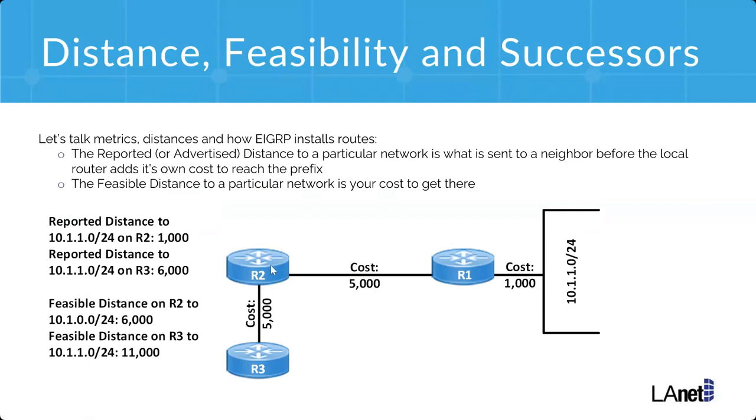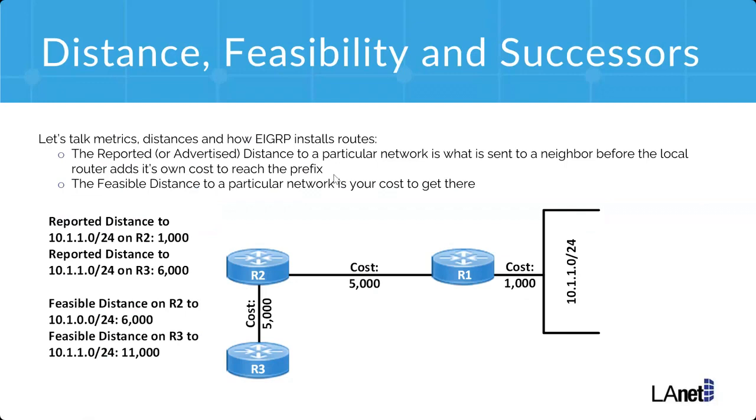R2, the reported distance is going to be 1,000 because his cost to get to R1 is 5,000. I don't add that to the reported distance, right? R3's reported distance would be 1,000 plus 5,000 or 6,000. Again, I don't add R3's cost. That's the feasible distance. The feasible distance is the cost to get to that particular network, including my cost, right? So R2's feasible distance is 6,000. R3's feasible distance is 11,000.